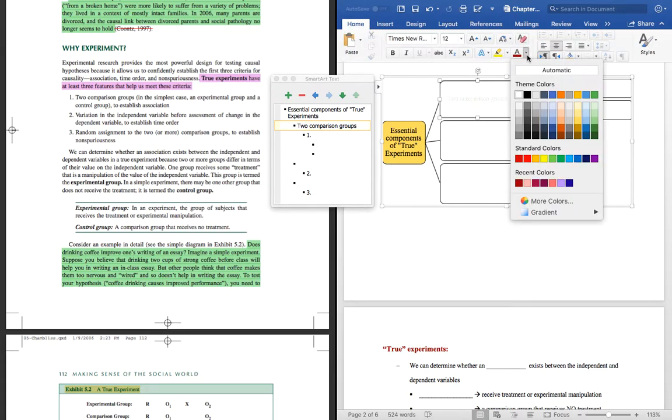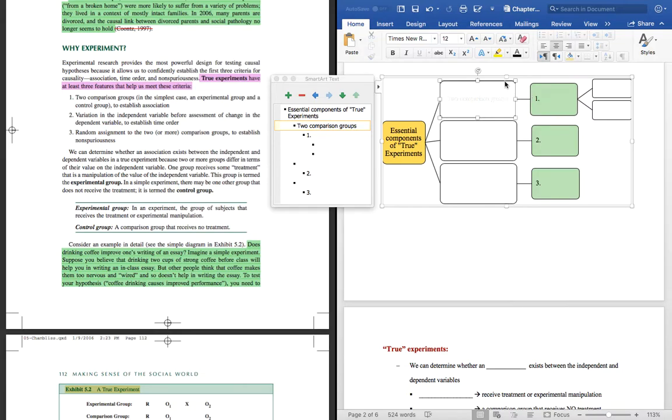Let me change the font here to black. Okay. And then here and here. Okay.